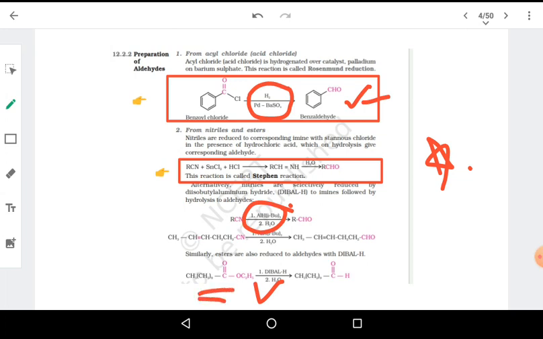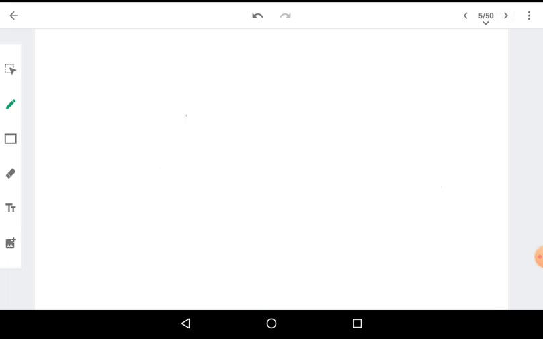RCOOR', that is an ester. So that can also be converted into a corresponding aldehyde, right? This group will be converted to an aldehyde. This part will be removed and become an alcohol, and on the other part we will add a hydrogen, and we will get a corresponding aldehyde over there. So that is about the preparation of aldehydes from nitriles and esters.